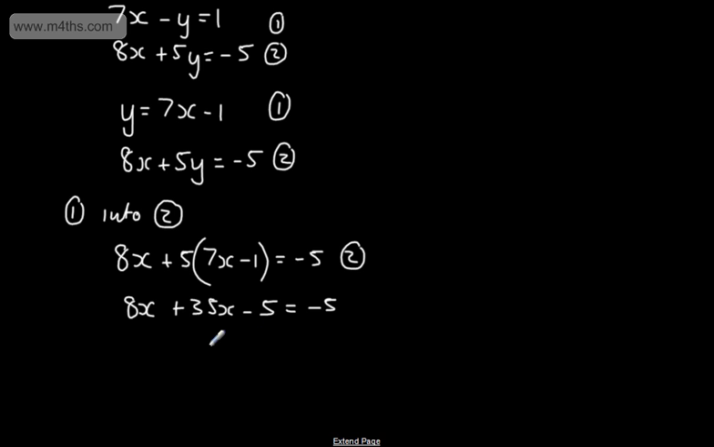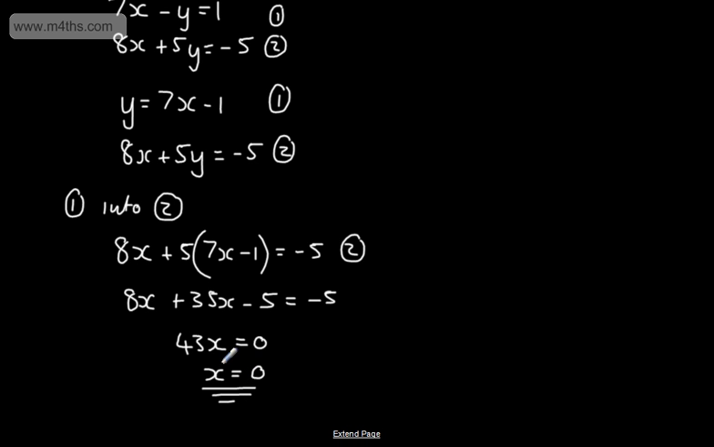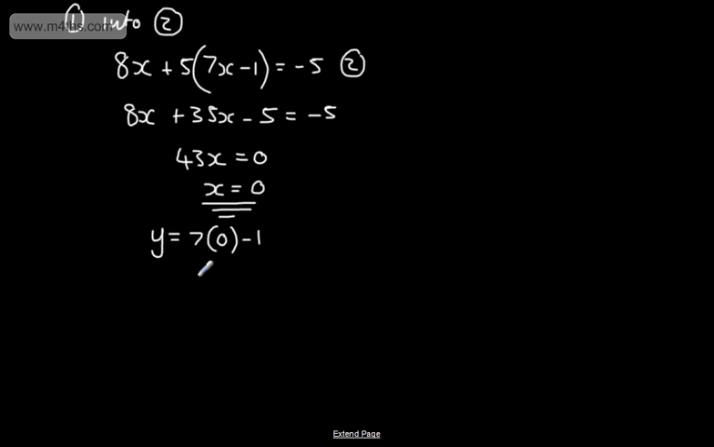So from here what we can see is that the negative 5s are going to cancel, so we have 43x will be equal to 0, which means that x will be equal to 0. So from here I can simply substitute that back in, and we can substitute it back into this one here. We know that y is equal to 7x minus 1, so y would be equal to 7 lots of 0. Then we're going to subtract 1, and we can see that y would be equal to negative 1.